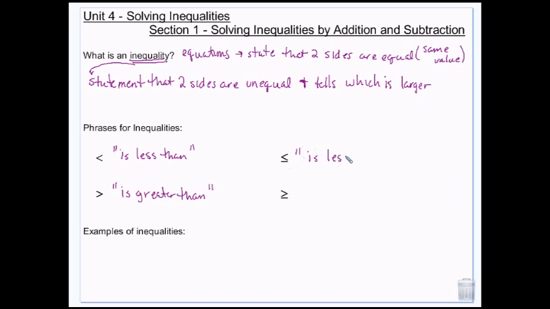Okay, here we have a less than symbol and an equal symbol mixed together to get "is less than or equal to." Which means that whatever's on the left is less than or the same as whatever's on the right. And we don't know which one it is. It could be the same or it's going to be less than. Over here, this is "greater than or equal to."